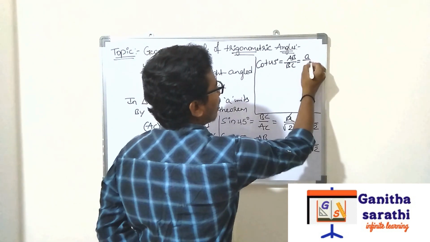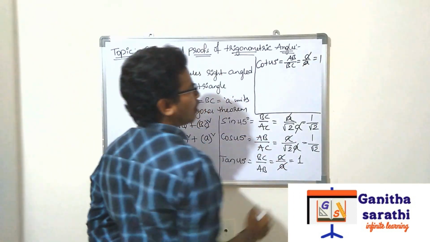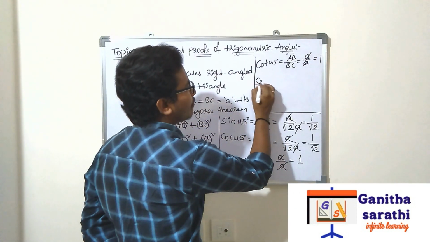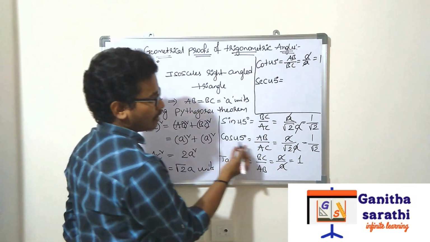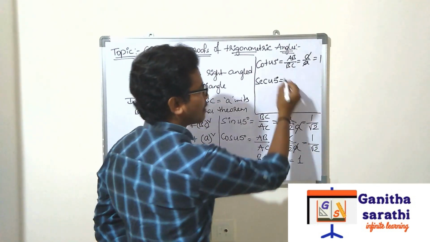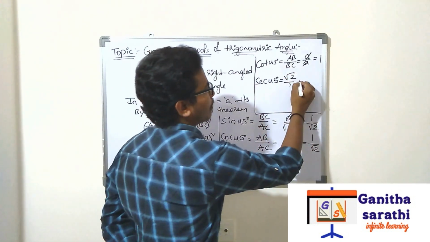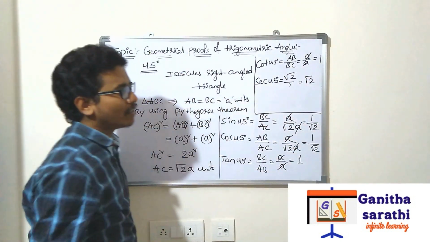Right? Same A by A. That will be equal to what? 1. Next, secant 45. What is the reciprocal of secant? Cos. So what is cos? Cos value is 1 by root 2. Reciprocal means what? Root 2 by 1 simply. So you can take secant 45 as root 2.